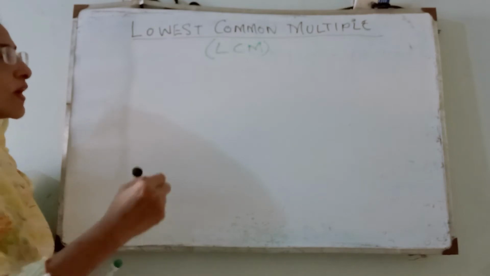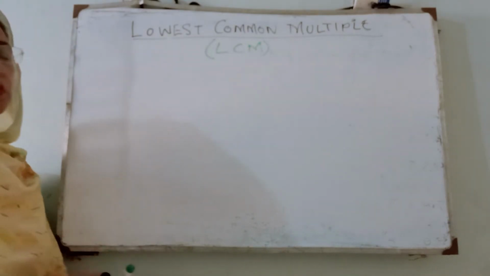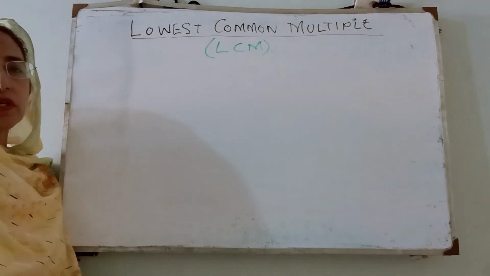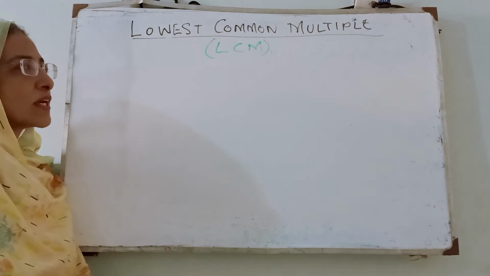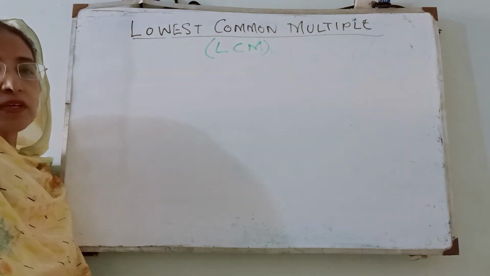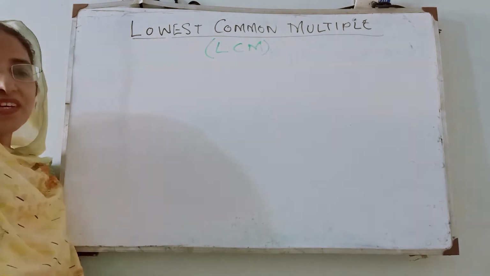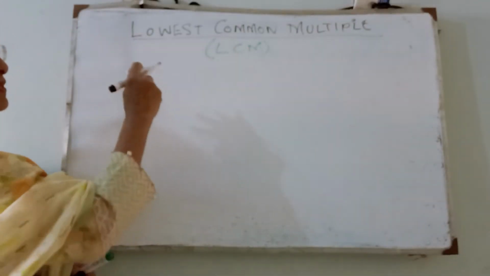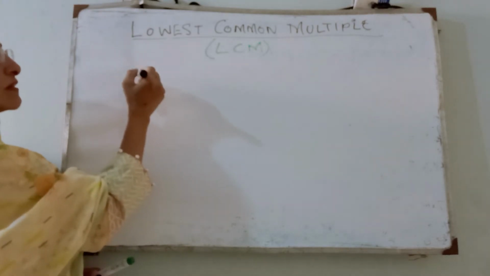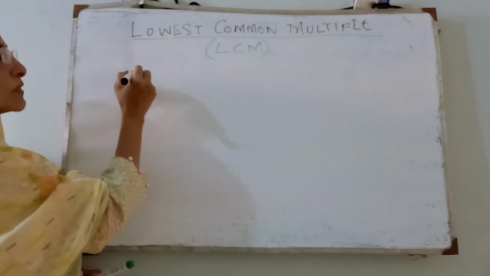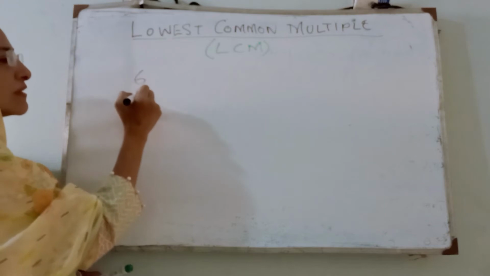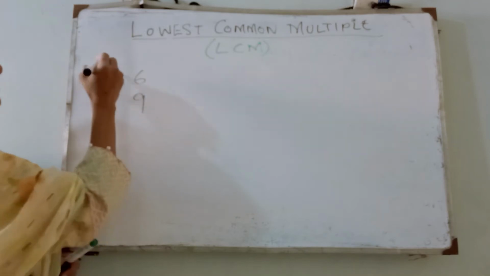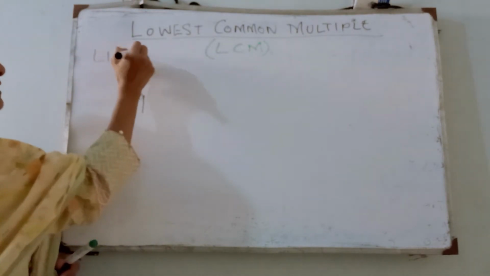I hope all of you know the meaning of multiples. Multiples means that if we are given some number, we write the answers we get when that number is multiplied with 1, 2, 3, 4. For example, if I have to find the lowest common multiple of 6 and 9, the first method I am going to use is the listing method.